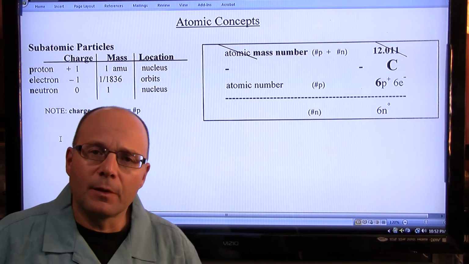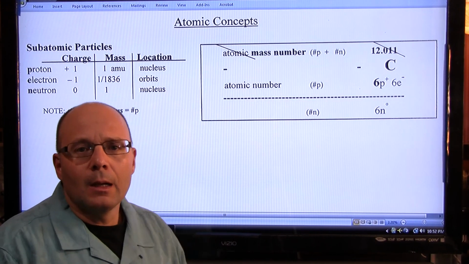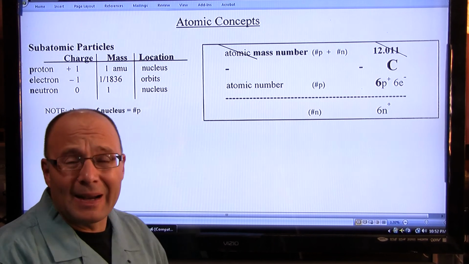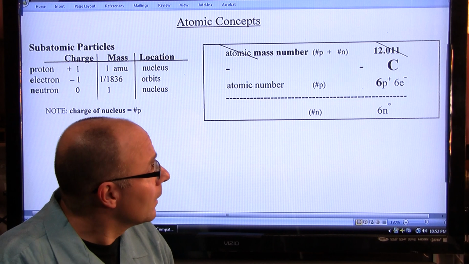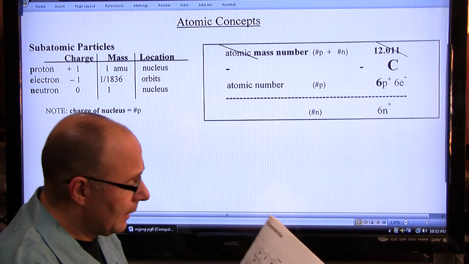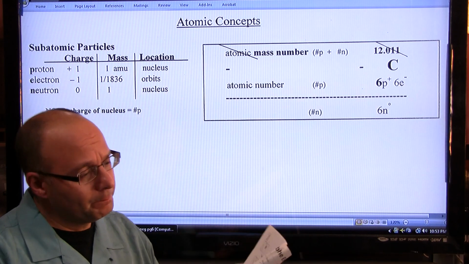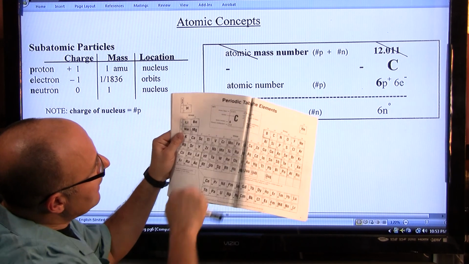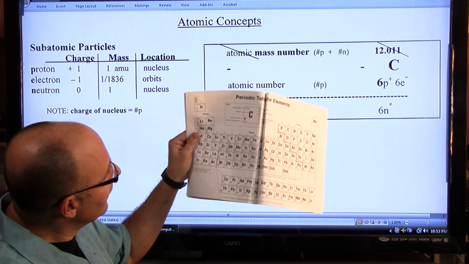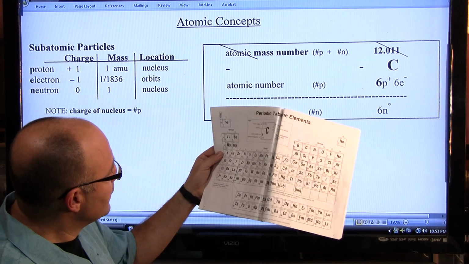Okay, we're on top of page 6 right now. The topic is atomic concepts, atomic structure, whatever you want to call it. And you're going to need a periodic table in hand. Most of the information is going to come from the key here as your guide. And let's just get started.